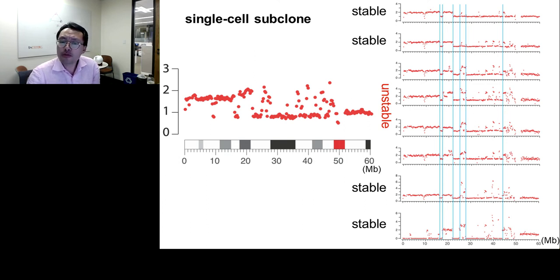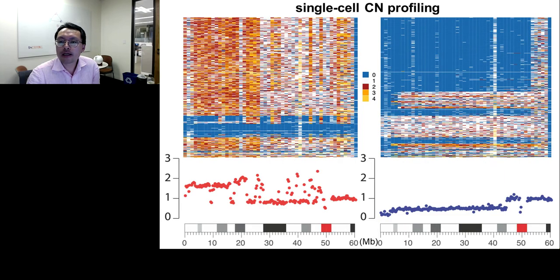We went on to perform single cell profiling of the same population, and again, shown here is the P-arm copy number state from single cell copy number profiling that is consistent with what we see from the bulk data and also verifying what we see from the single cell subclone.